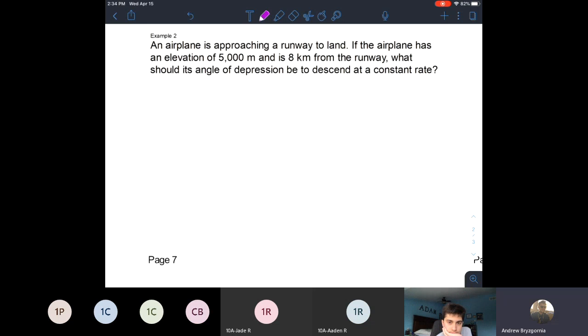So like this one is saying an airplane is approaching a runway to land. If the airplane has an elevation of 5,000 meters and is 8 kilometers from the runway, what should its angle of depression be to descend at a constant rate? So we're talking about an airplane. I'm going to draw a really terrible airplane here.